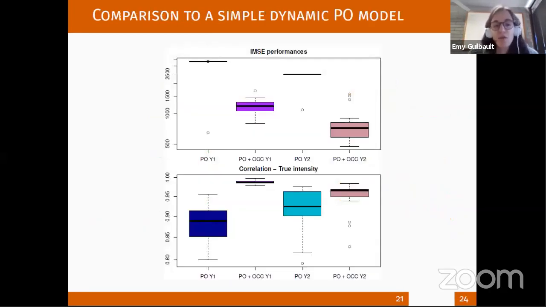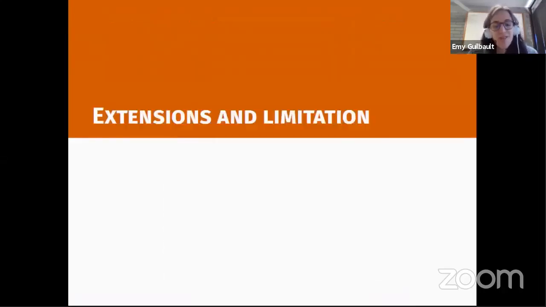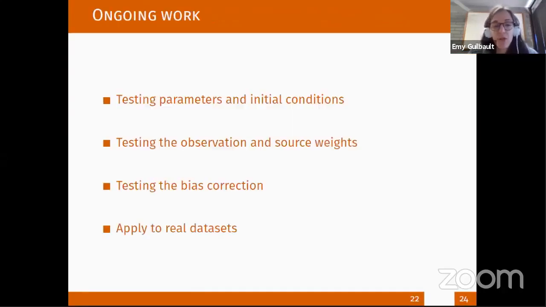But why do we want to use this model? Well, we want to use it if it's actually improving something, getting better performance. So we've done some simulations to compare how our model, in purple and pink, does compared to a simple presence-only model. This combined dynamic model is doing better than the dynamic presence-only model in terms of RMSE, with lower values, and better in terms of correlation, where the correlation is higher. But like I said, it's only simulation work for now.